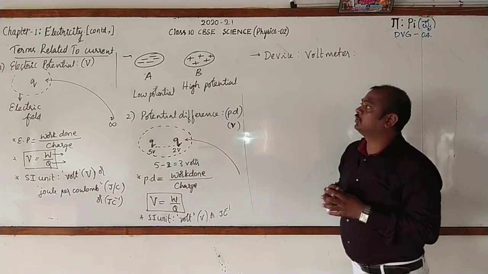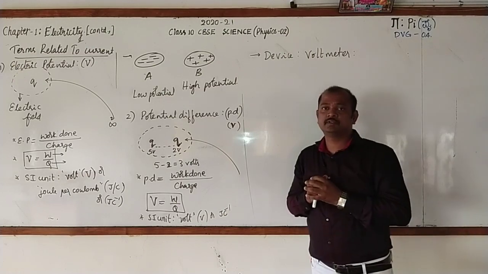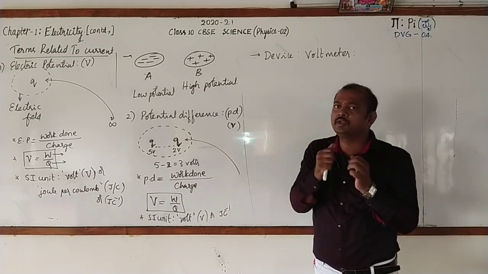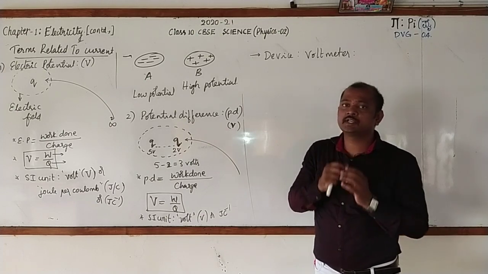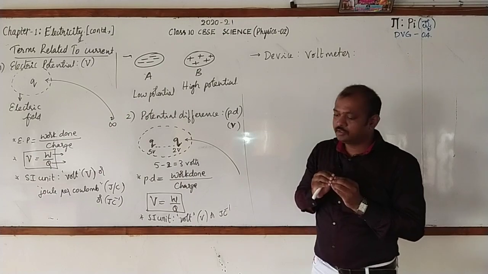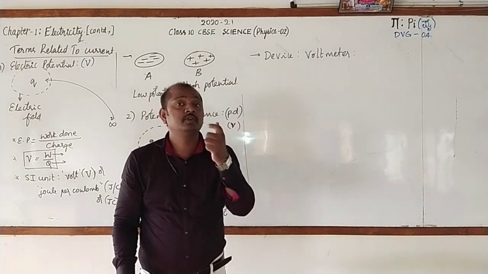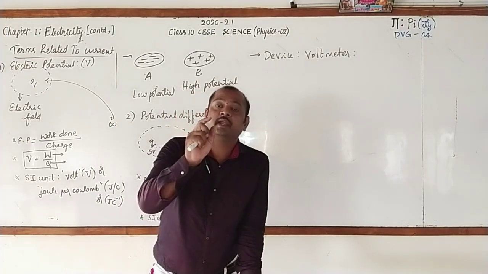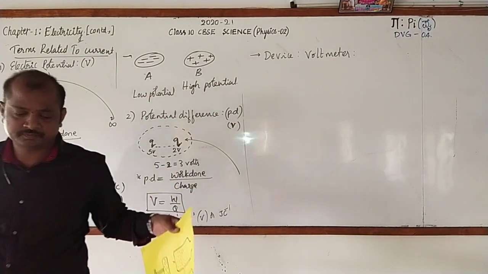We have just come to know electric potential and potential difference. Then why do we have to learn about potential difference? For this also, we have a very simple activity to understand. Let me show you that with a chart, why the potential difference should be there between the ends of a conductor.